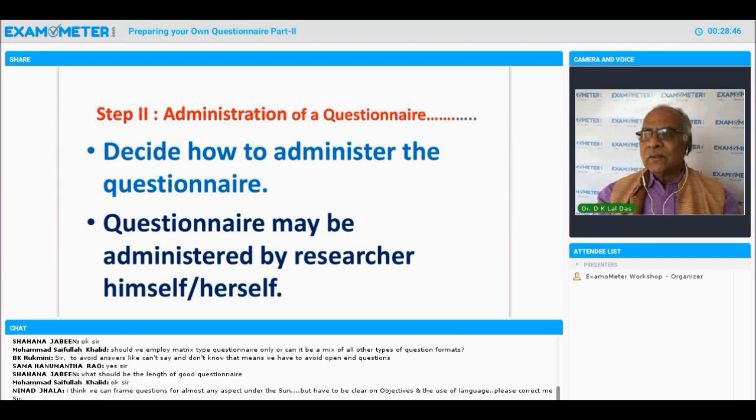And you should remember, while you think of the length of the questionnaire or the number of questions, you must keep in your mind that there is an error called non-sampling error.